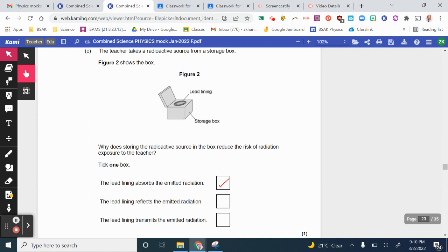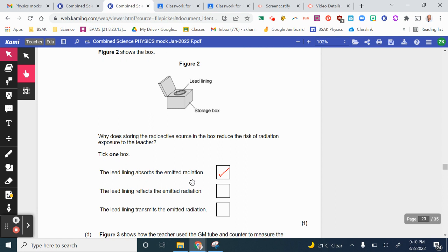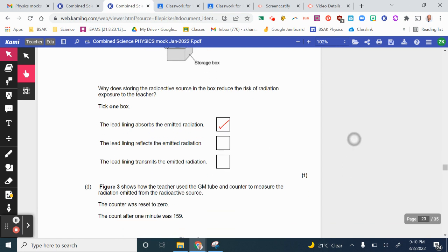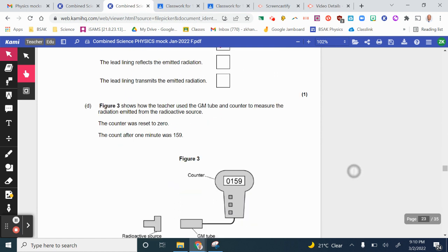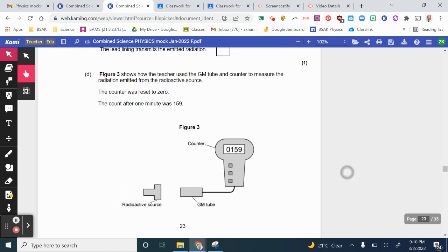Part C. Lead is used to absorb the radiation inside the box. So the lead lining absorbs emitted radiation, and it's good for absorbing all types of radiation, all alpha, beta, and gamma.